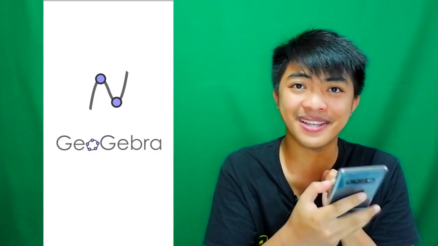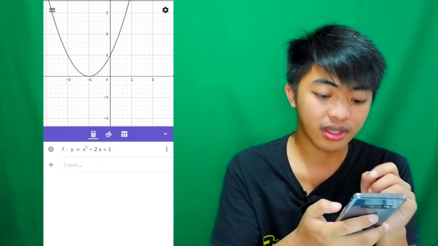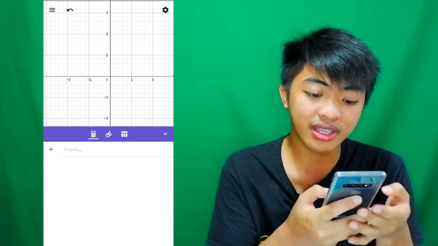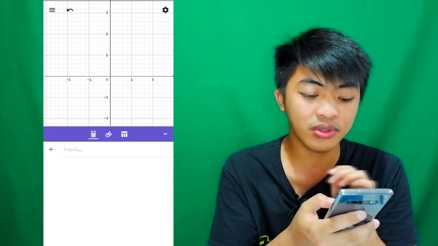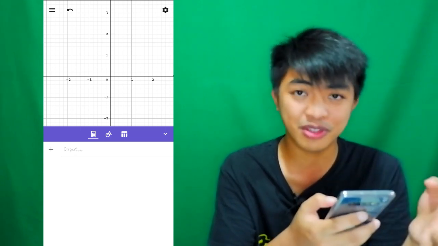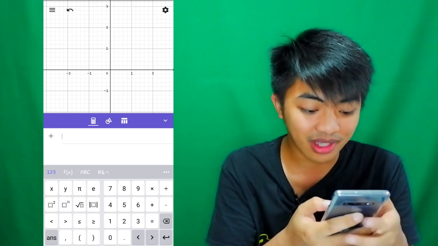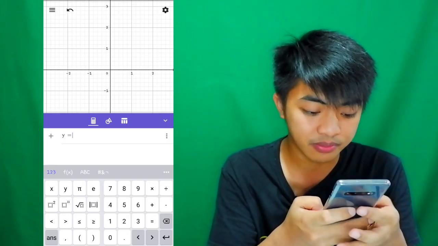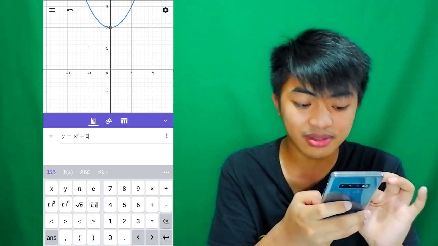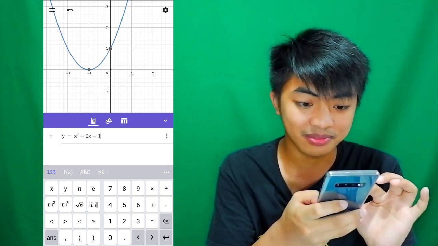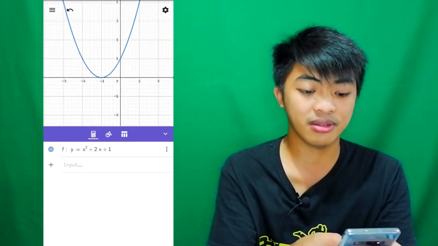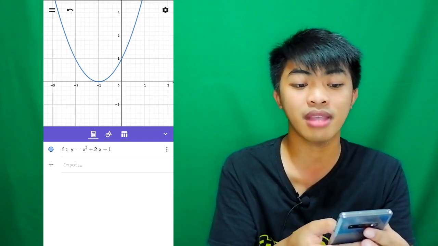Next app is Geogebra. So Geogebra is a graphing calculator. It can graph any kind of function. You can input here any polynomial function, rational function, exponential, logarithmic, even trigonometric function. So let's see. I'm going to input a quadratic function here. Y is equal to x squared plus 2x plus 1. Okay, so there you go. It already graphed the function. It is a parabola that opens upward.